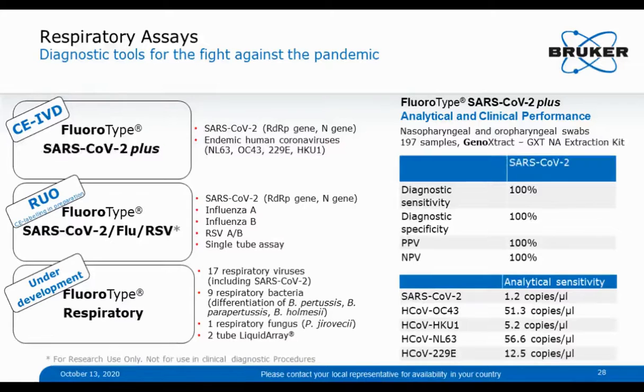And at last, we are also in development of a broader panel, a really broad panel for viruses, bacteria, and fungi that can cause respiratory infections, the so-called syndromic panel. This we do with our patented so-called liquid array technology, and thereby it's possible to have in only a 2-tube assay 17 different respiratory viruses, 9 bacteria, and 1 fungus.